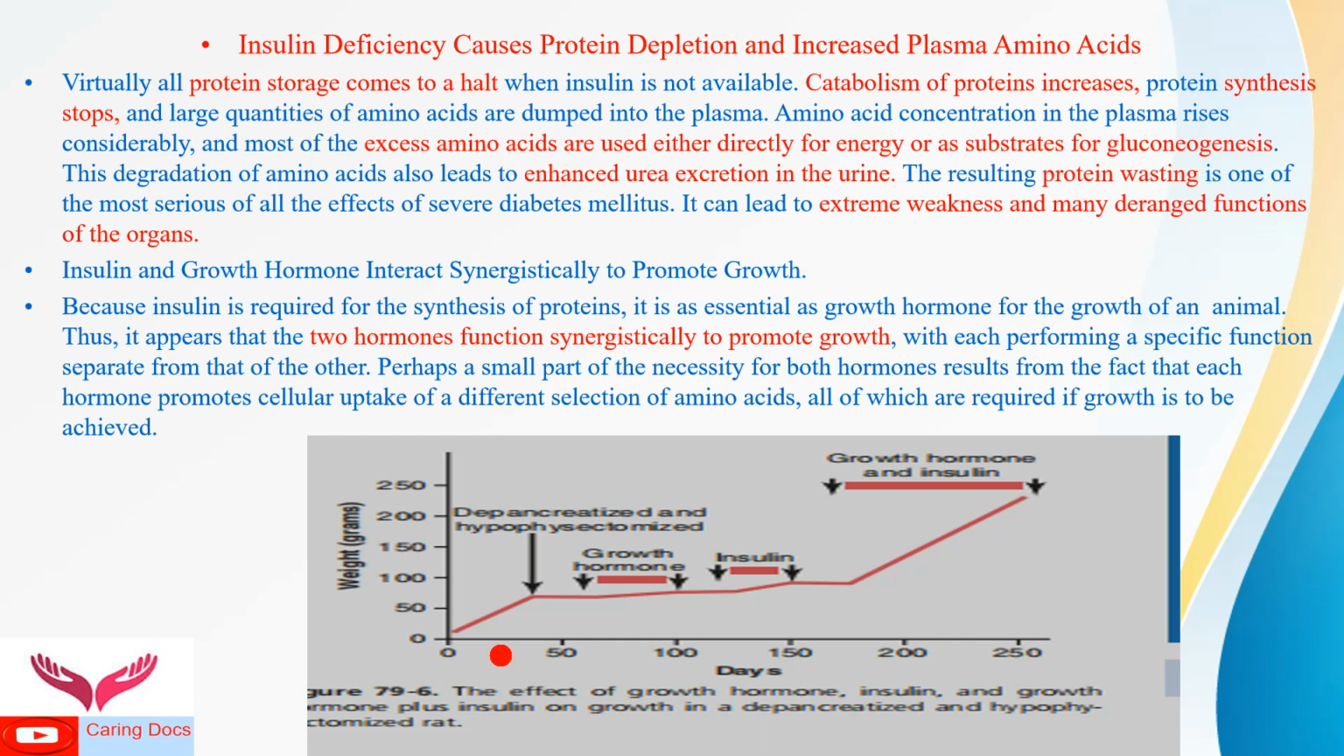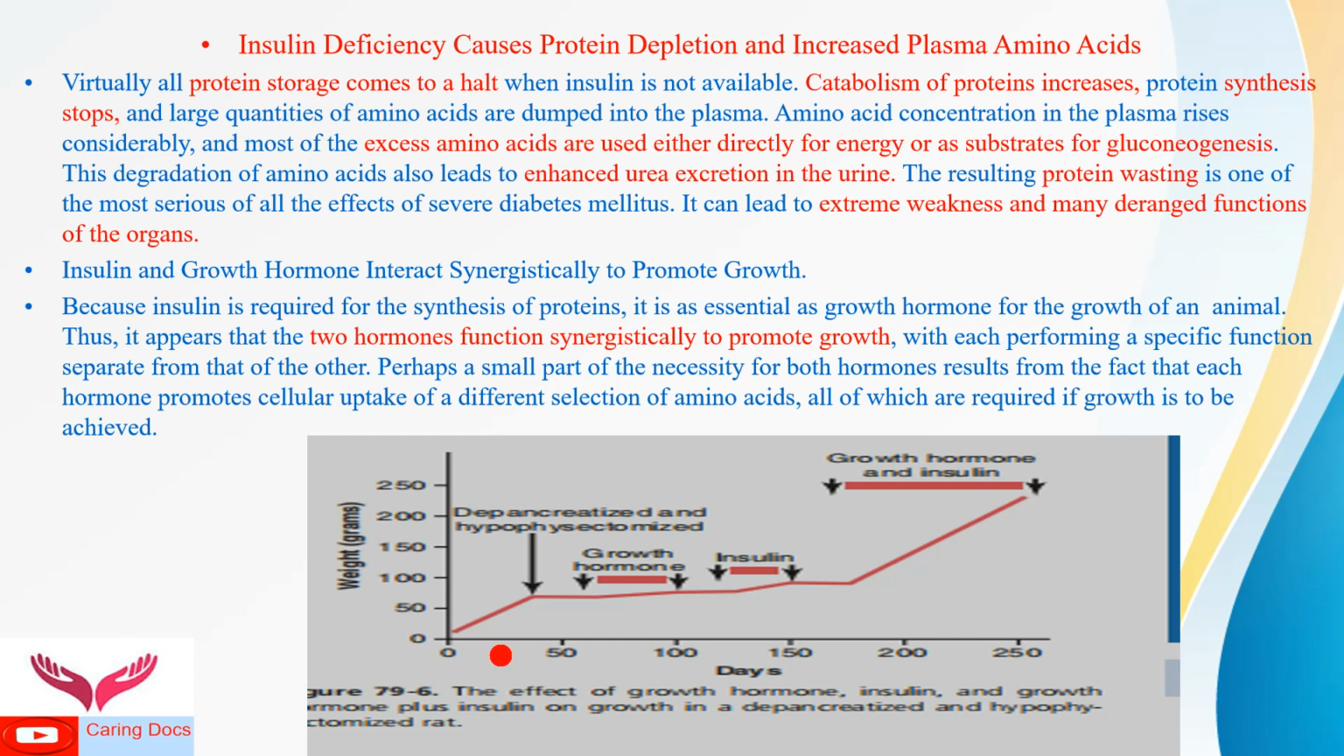So the diabetic patient may feel extreme weakness, and they may have deranged function of other organs also. Insulin and growth hormone interact synergistically to promote growth. Because insulin is required for the synthesis of protein, it is as essential as growth hormone for the growth of an animal. The two hormones function synergistically to promote growth, with each performing a specific function separate from that of the other.